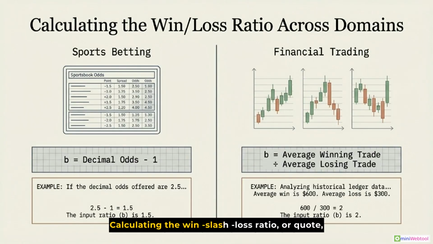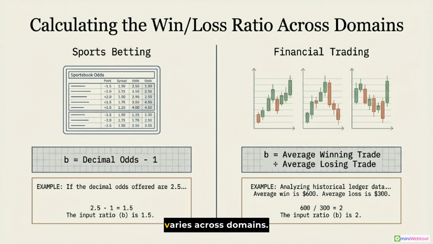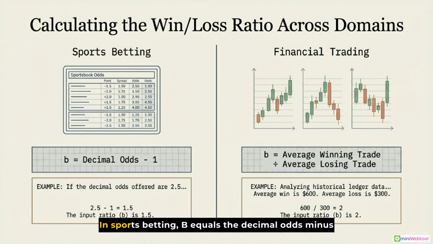Calculating the win/loss ratio, or quote, varies across domains. In sports betting, B equals the decimal odds minus 1. In financial trading, B is the average winning trade divided by the average losing trade.